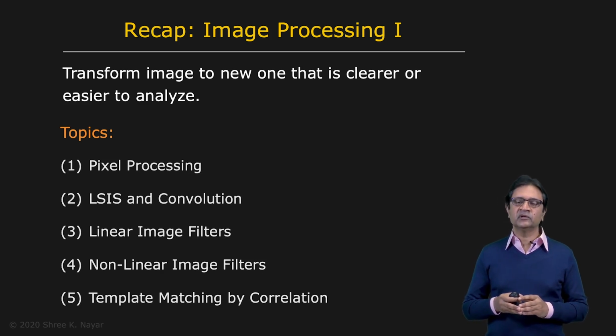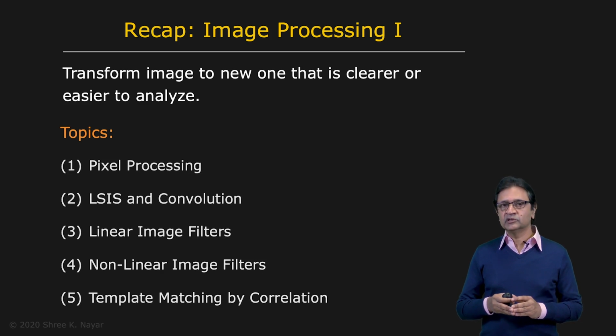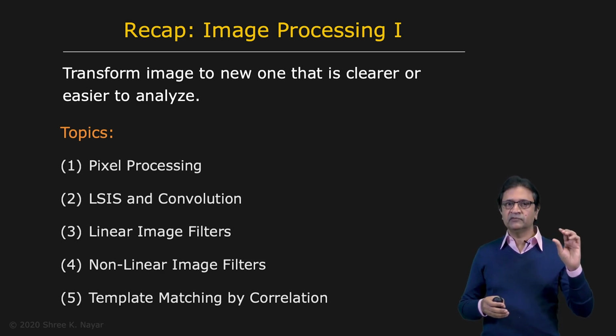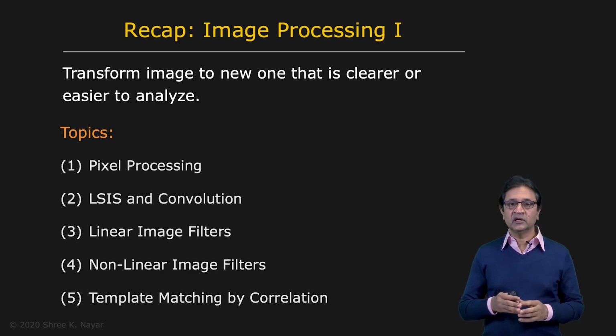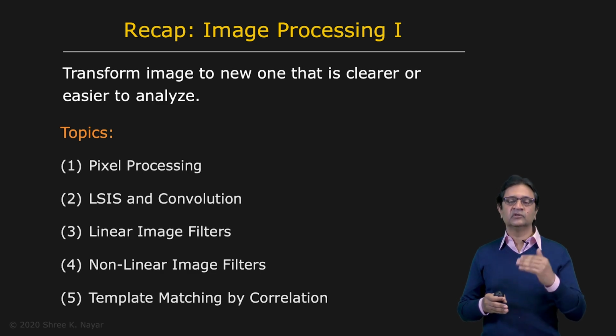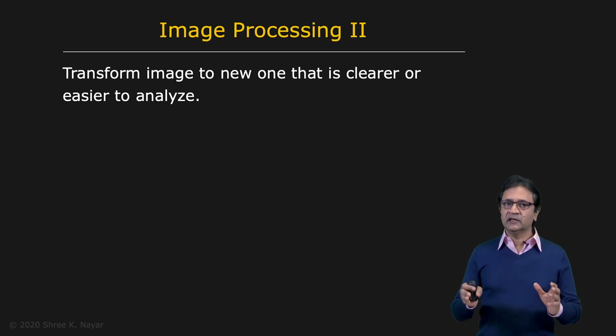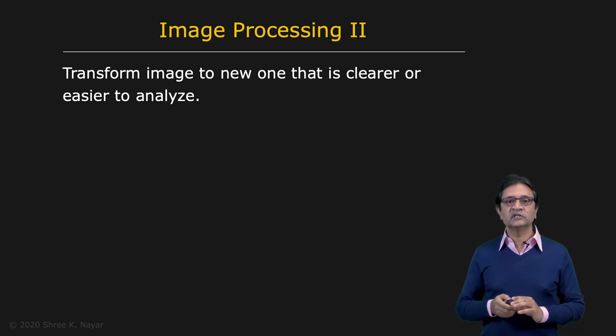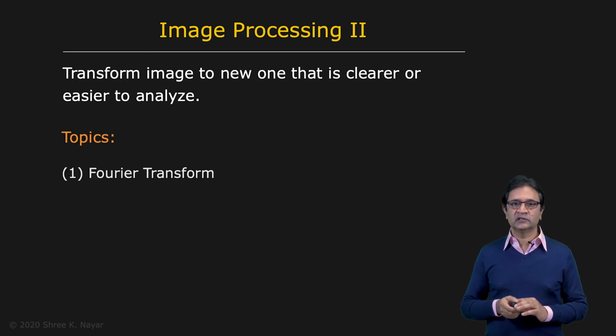And finally, we talked about template matching, which is the problem of taking a little pattern and finding that pattern in an image. And an effective way to do template matching is by using correlation, which is closely related to convolution. In the second lecture on image processing, we're going to start off by talking about the Fourier transform.